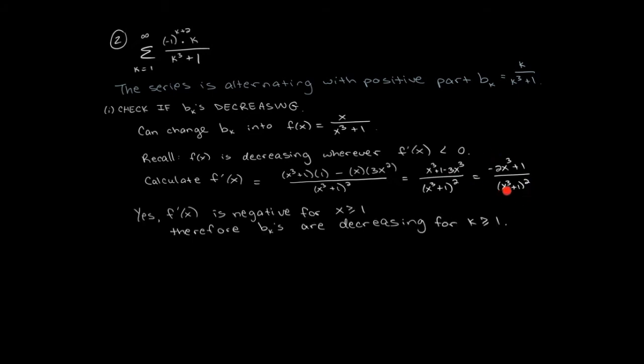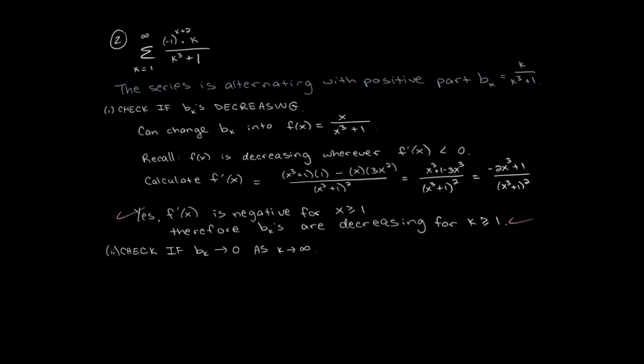Now take a look at this quantity. The bottom is always positive because it's squared, and the top, just test it out, plug in some x values. Most certainly, if the x values are bigger than 1, you will have a negative first derivative. So therefore, the bk's are also decreasing for k greater than or equal to 1. So don't forget that trick using the first derivative.